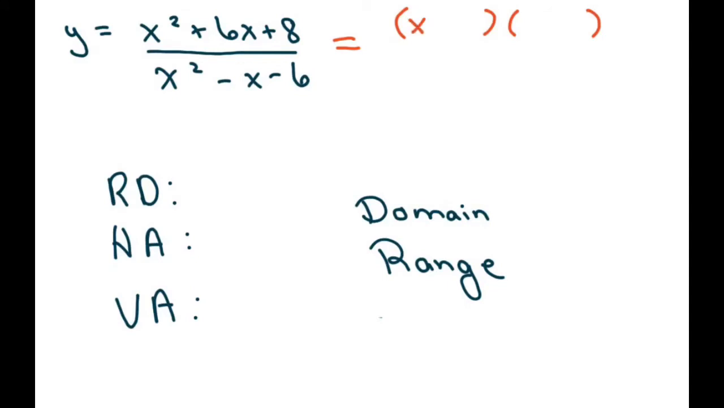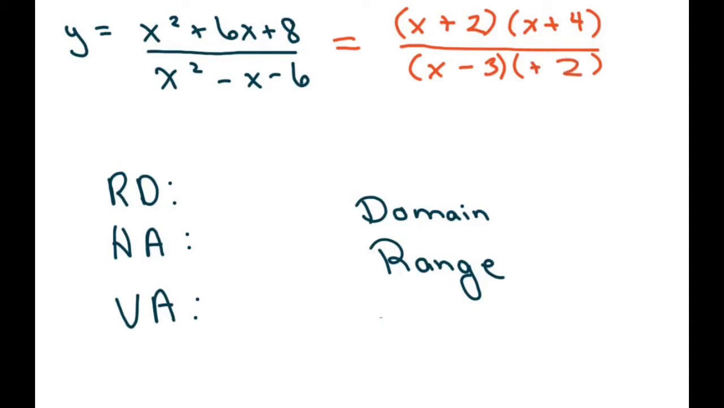So these are both pluses. And 4 times 2 is 8, and 4 plus 2 is 6. So that works. And this one, we need an x. One's positive, one's negative, and a 3. So it's minus 3 and plus 2, because negative 3 times 2 is negative 6, and so forth.